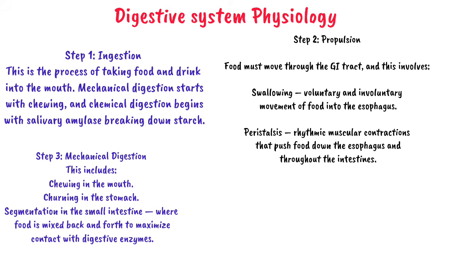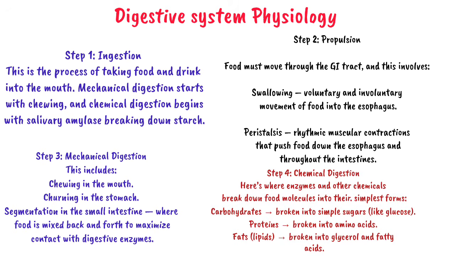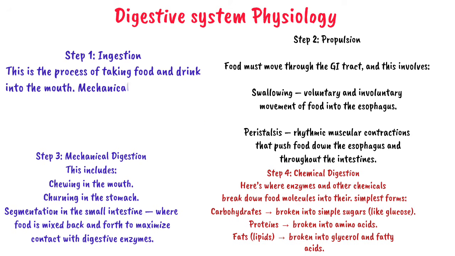Then step 4, chemical digestion. This is where enzymes and other chemicals break down food molecules into their simplest forms. We have carbohydrates, which are broken down into simple sugars like glucose. We have protein, which is broken down into amino acids, and then we have fats, which are lipids, and they are broken down into glycerol and fatty acids. Now, enzymes from the saliva and the stomach and pancreas, and also from the small intestine, all work together to make this process happen.